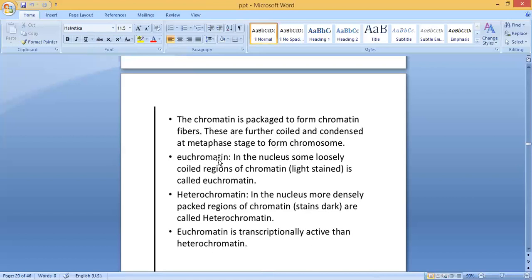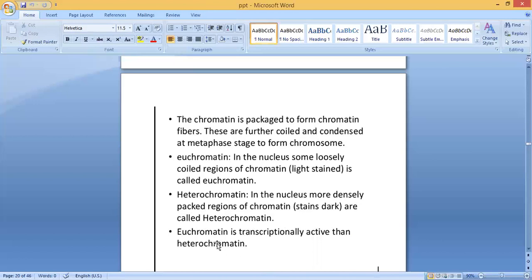Then there are two types of chromatin, euchromatin and heterochromatin. We'll see what is the difference between these two. In the nucleus, some loosely coiled regions of chromatin are light stained. It is called euchromatin. Heterochromatin means, in the nucleus, more densely packed regions of chromatin that stain dark. So euchromatins are loosely coiled, heterochromatins are densely coiled, densely packed. This is light stained, here it will be dark stained.